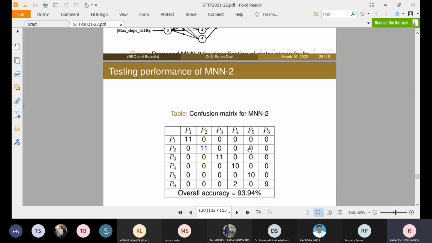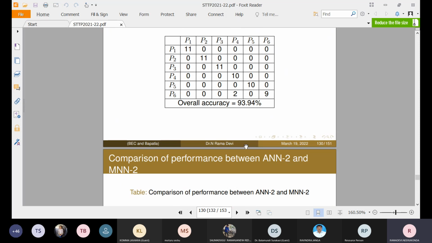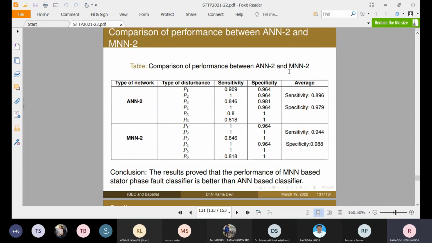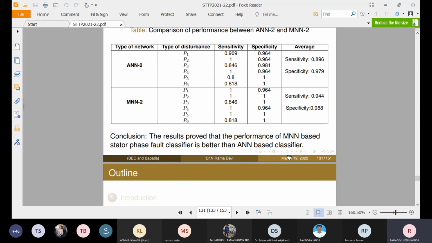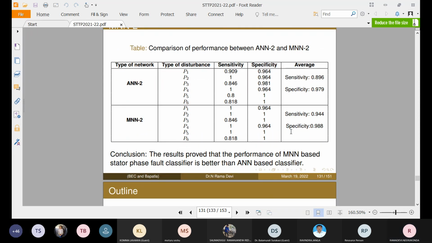The same ANN accuracies we compare with the modular classifier, and the accuracy of the modular classifier is 93.94. That means it improves the classifier performance when compared with the feed-forward neural network. So the accuracy of the modular neural network is higher when compared with ANN2.